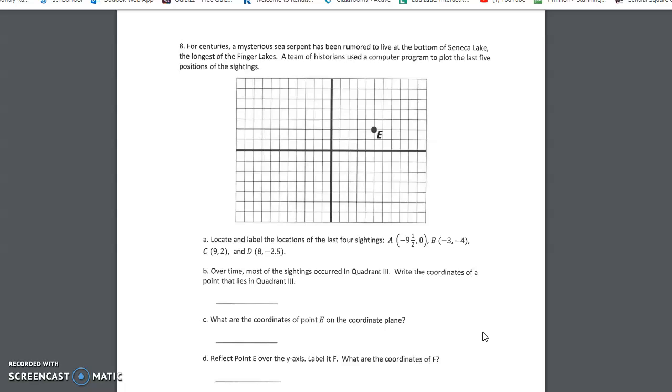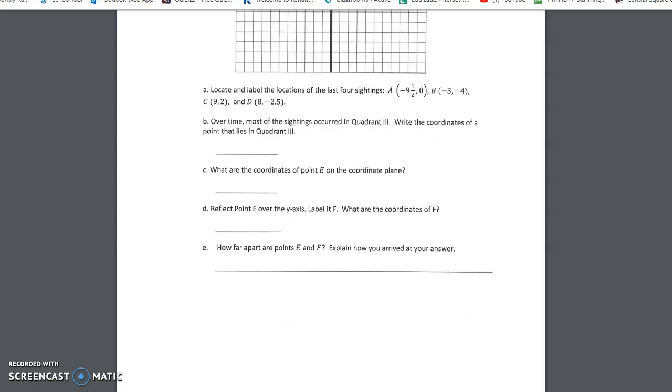D. Reflect point E over the y-axis. Label it F. What are the coordinates of F? Part E. How far apart are E and F? Explain how you arrived at your answer.